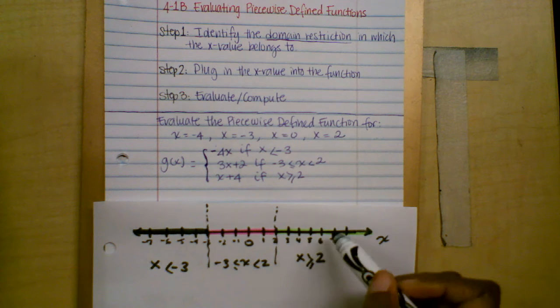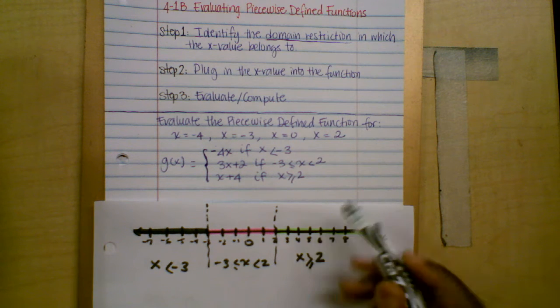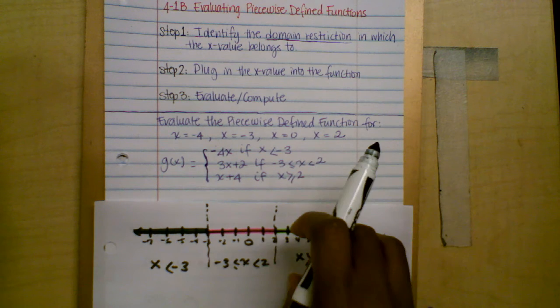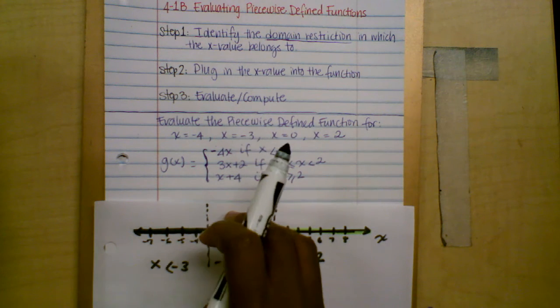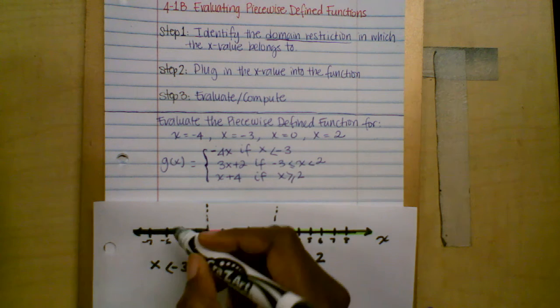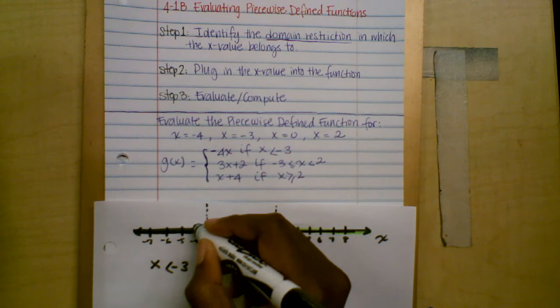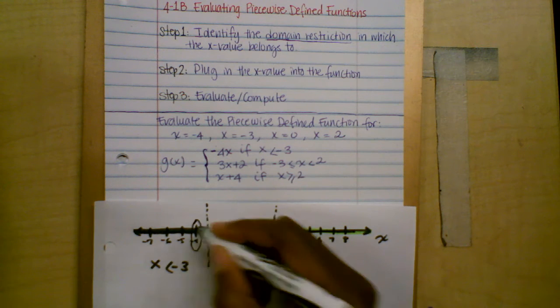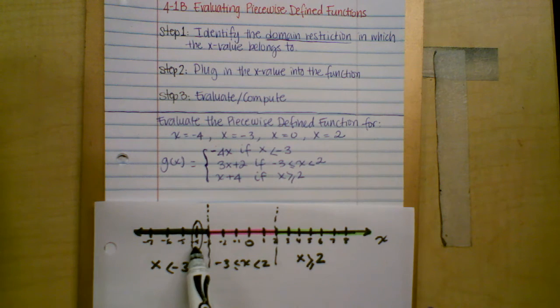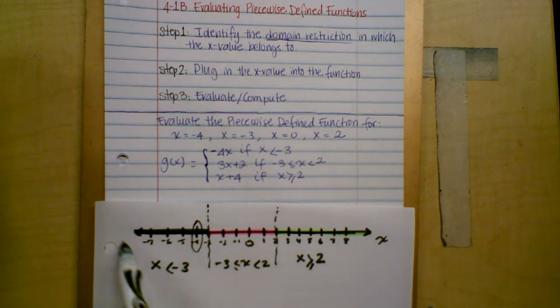Do you see -4 right here? Does -4 belong to this domain? No, it doesn't belong to the green domain. What about the pink one? No. It only belongs to this area, the black domain. So let me highlight. -4 is right here, because here is -3 and then -4, and then -5 and -6. So -4 is in this domain restriction.